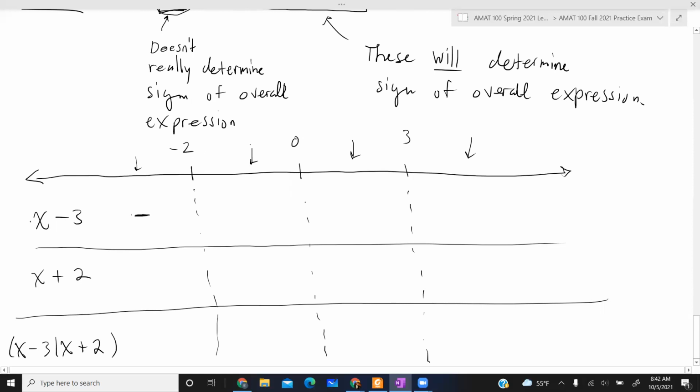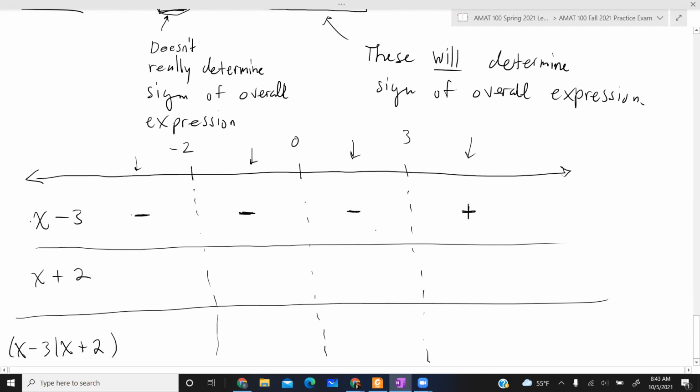Test value between -2 and 0 would be -1. When x is equal to -1, x minus 3 is -4, so it's again negative over here. Now when we're between 0 and 3, a test value could be 1 or 2, it doesn't matter. We'll just take 1. So when x is equal to 1, x minus 3 is equal to -2, so it's negative again. Finally, over here, when we're looking at 3 and beyond, the test value would be, say, 4. So if x is equal to 4, x minus 3 would be 1, and that's positive. So it's negative, negative, negative, positive.